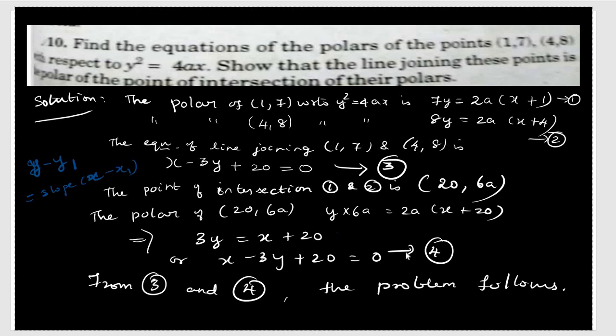So either you can make use of this or you can make use of the 2-point form, namely that y minus y1 divided by y1 minus y2 is equal to x minus x1 divided by x1 minus x2. So either this one you can use or this one. So you know the points x1, y1, x2, y2, just substitute, you get ultimately this equation.